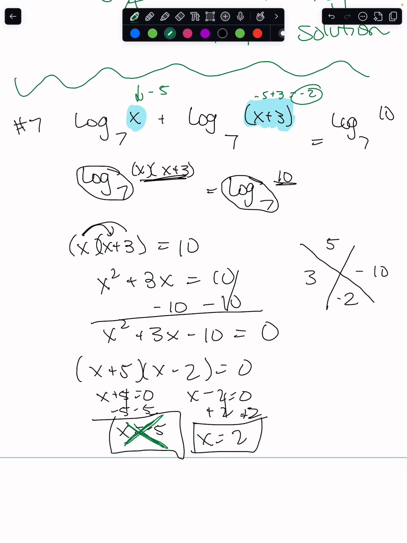Okay? So after you get your two answers, always take a look back and see if it makes that negative or not. And if it does, it's that part. This one would not be a solution. That positive 2 is the only correct solution.